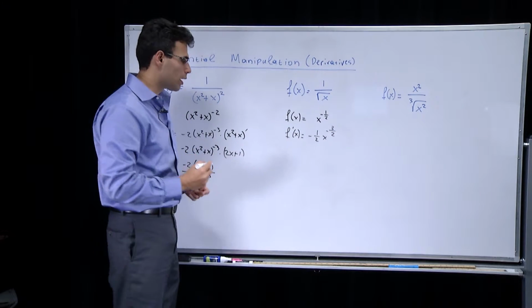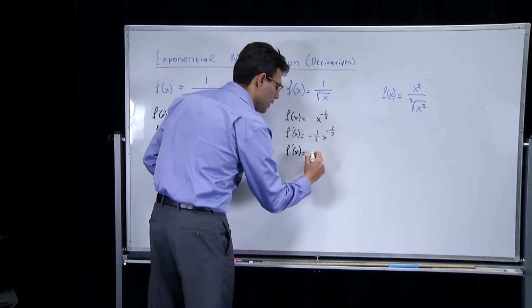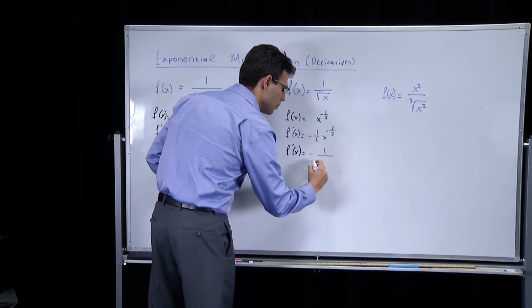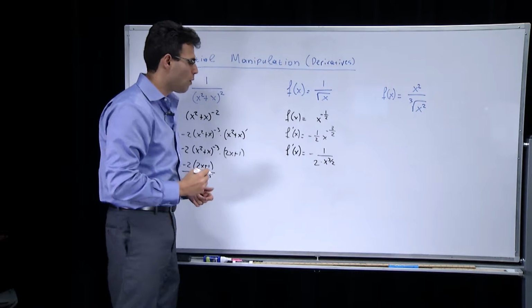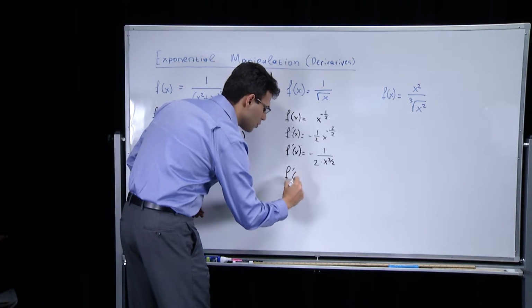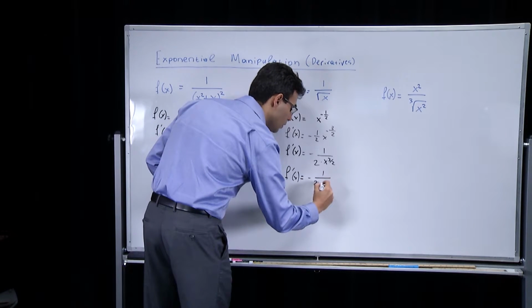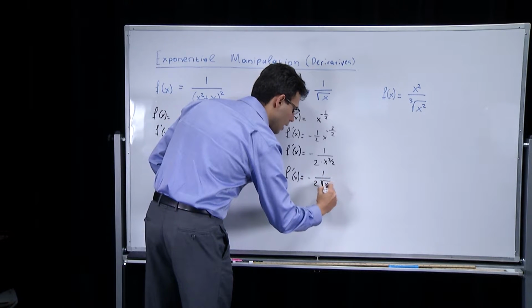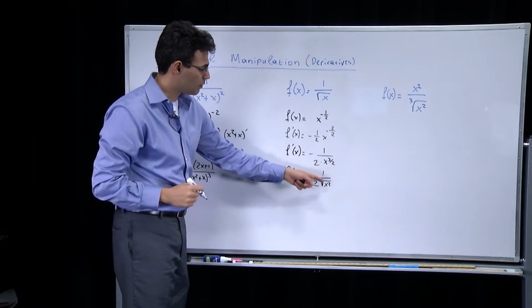And again, you may want to rewrite it and put the x in the denominator as follows. You put 2 times x to the 3/2, or even change it into roots and exponents. So basically you get minus 1 over 2 square root x cubed. The denominator becomes the root, the numerator becomes the power.